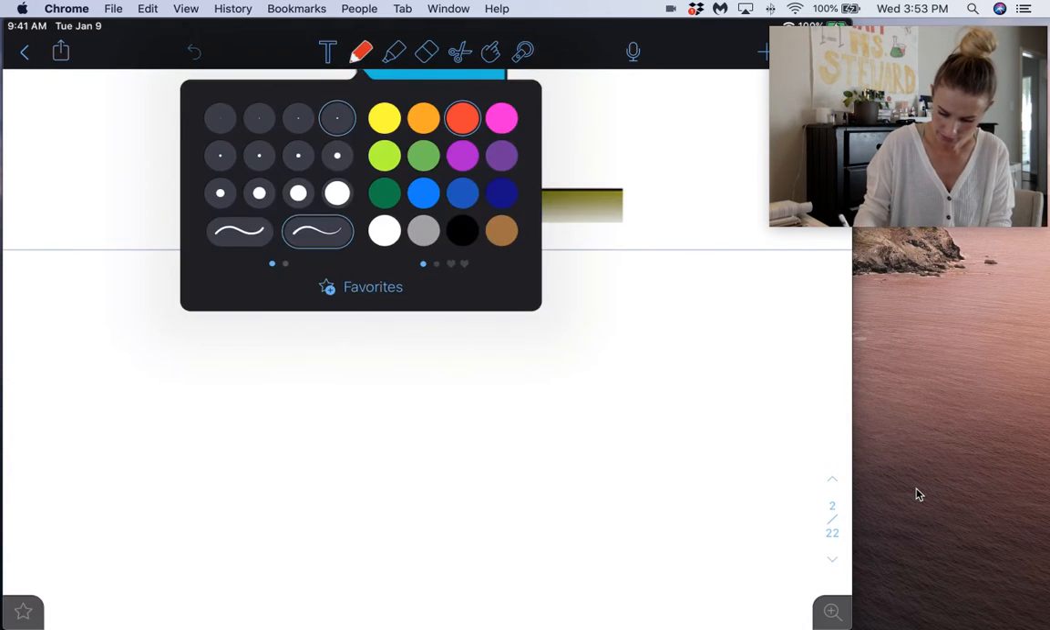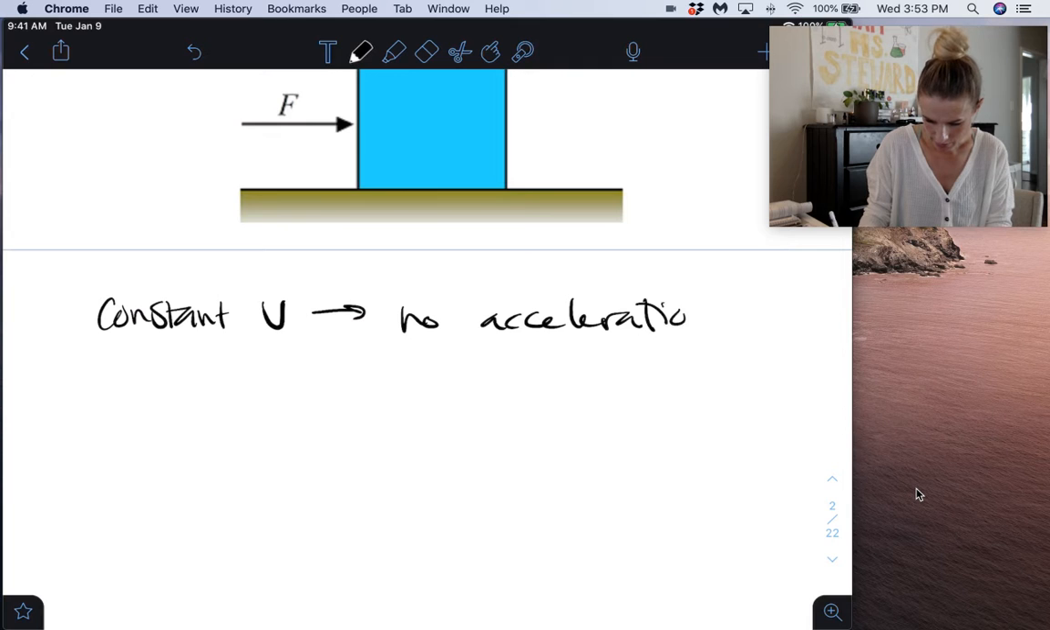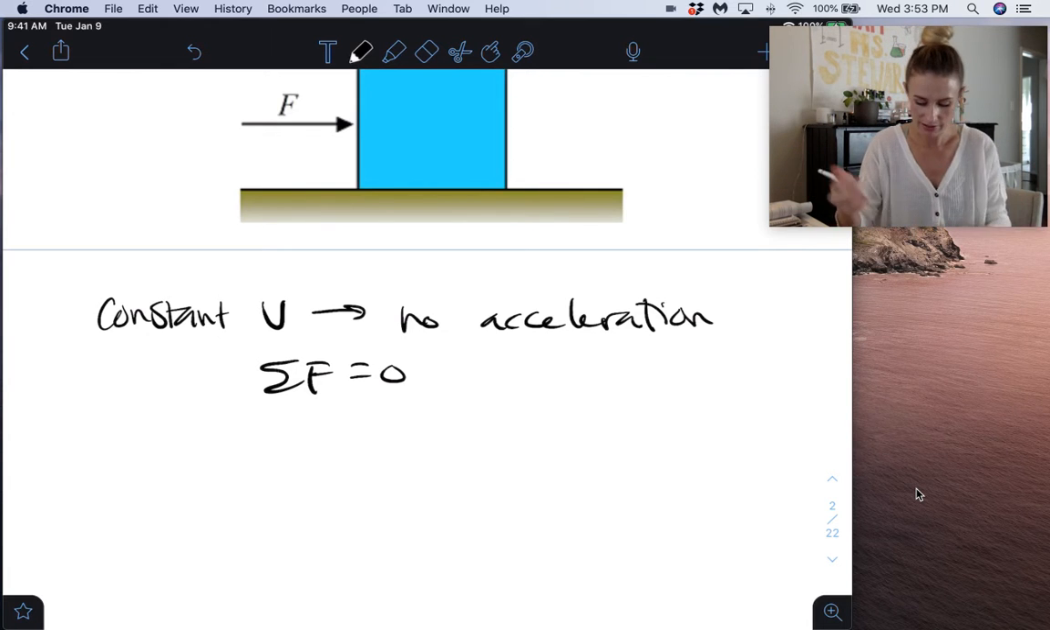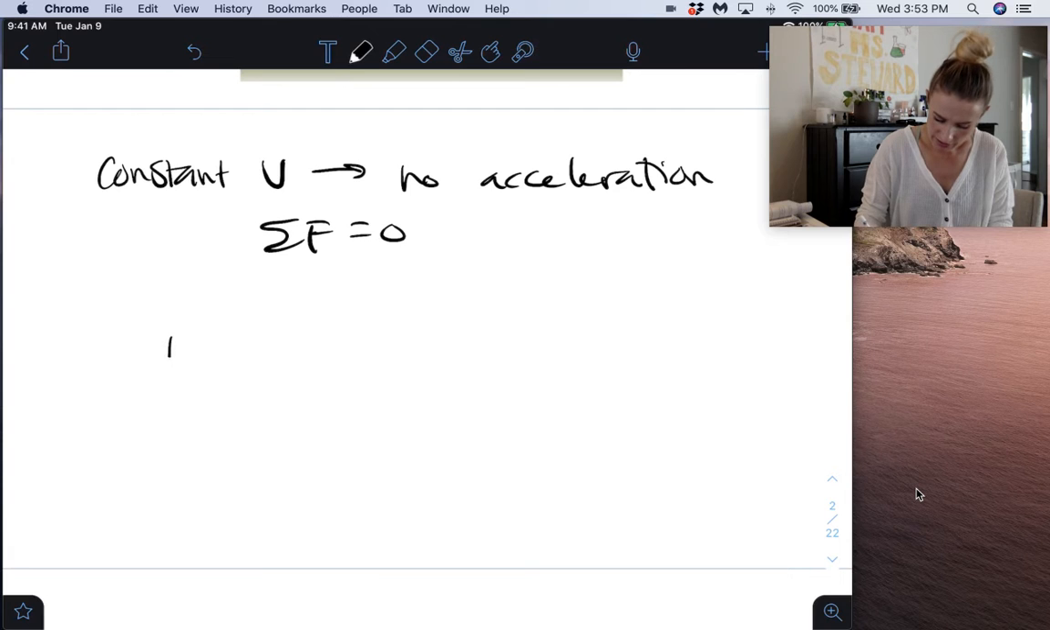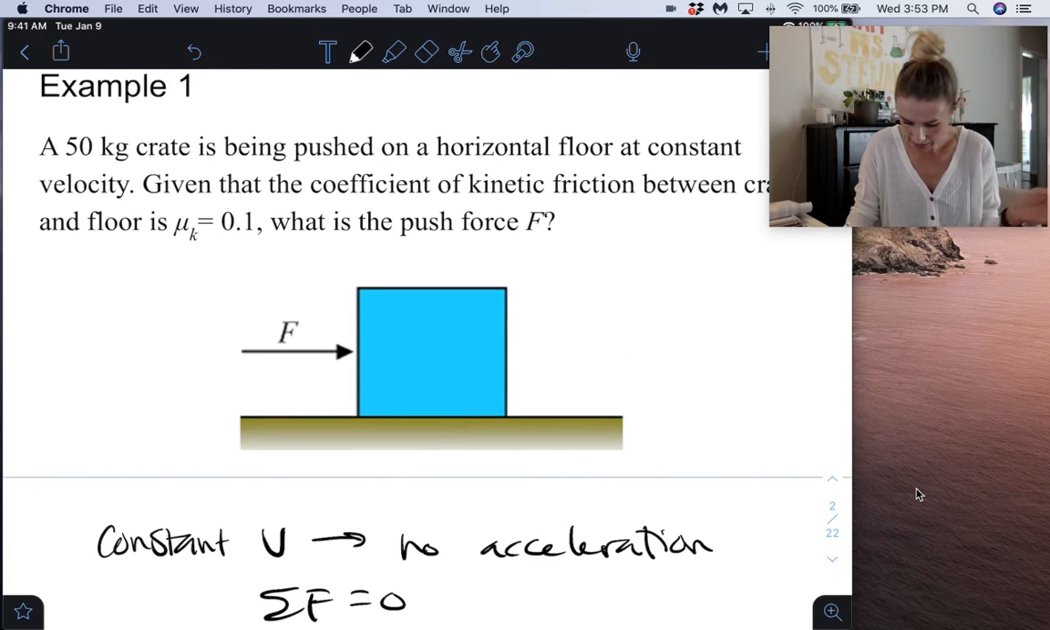So again, remember that constant velocity means that we don't have an acceleration. And because of that, the net force is equal to 0, because we know the net force is equal to mass times acceleration. If acceleration is 0, net force is 0, which means we have balanced forces.